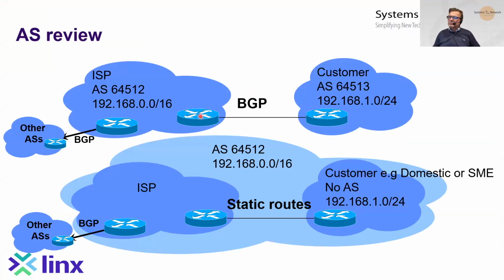So BGP is the routing protocol that runs between different customer networks, or as we call them, different autonomous systems. Each customer network has its own autonomous system and its own address space, and BGP allows us to share that address space to enable routing to happen across the internet.